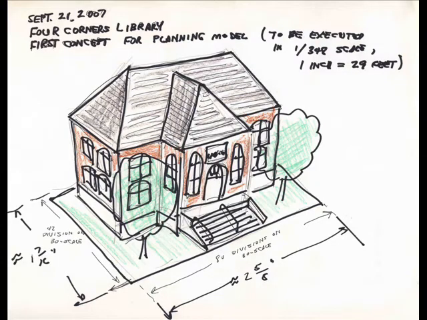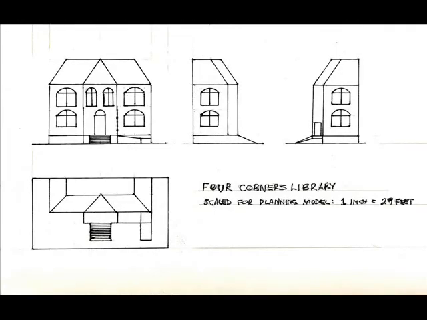The second building for the planning model is the public library. Here we see the designer's perspective sketch for the library. And here we see a scale working drawing derived from the sketch.